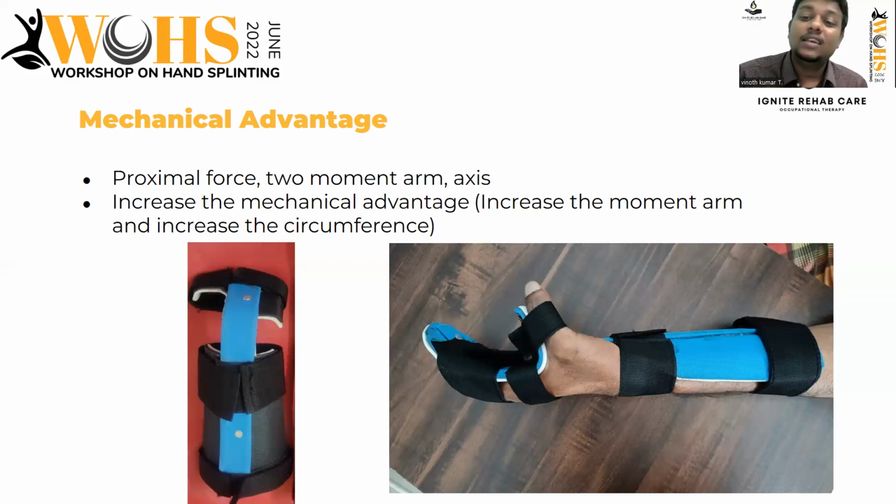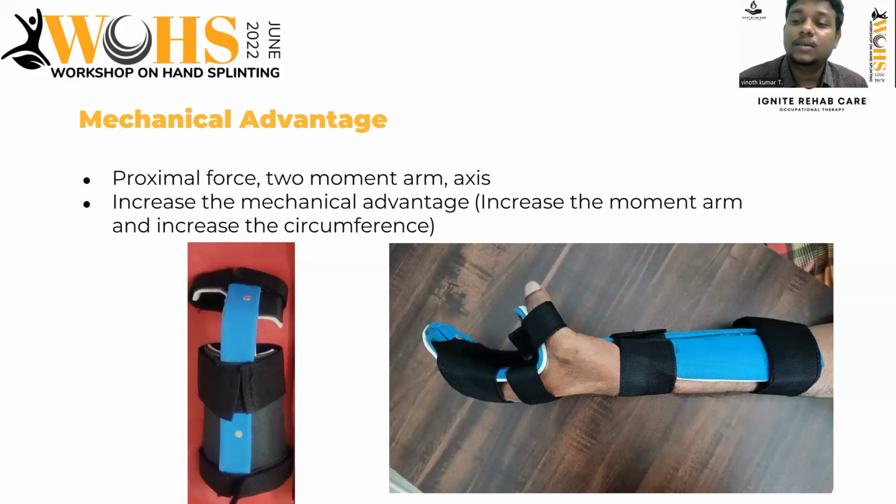So similarly, if you just change the distance from the axis, it can tolerate the resistant force that is given by the weight of the hand in the distal part. Okay, that you should be knowing.